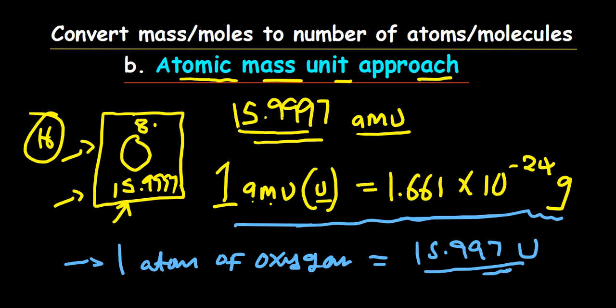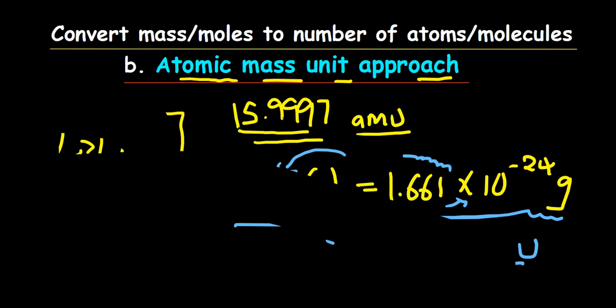So you've moved from the number of atoms to the atomic mass unit to the mass there. Even the vice versa is also true. You can move from the mass that you are given, use that mass to find the atomic mass unit, and then after you find the atomic mass unit, you use it to find the number of atoms for that specific element. So this is the approach that we are going to be using under the atomic mass unit approach. All right, so now let's solve an example.